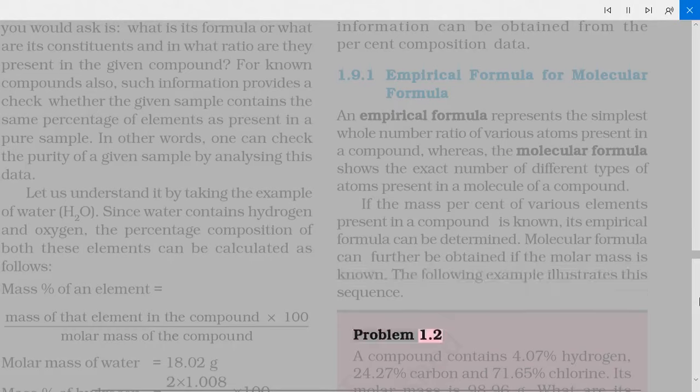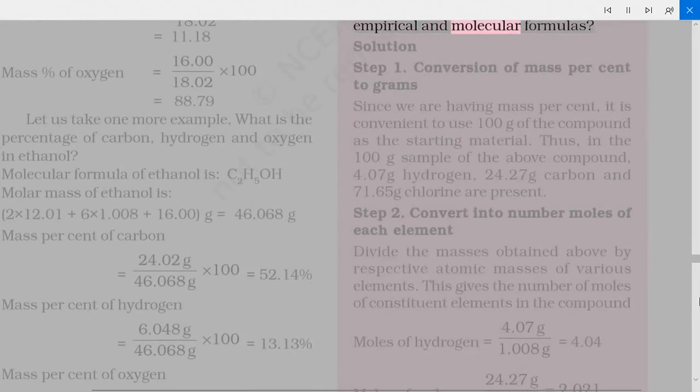Problem 1.2. A compound contains 4.07% hydrogen, 24.27% carbon and 71.65% chlorine. Its molar mass is 98.96 g. What are its empirical and molecular formulas? Solution step 1. Conversion of mass percent to grams. Since we are having mass percent, it is convenient to use 100 g of the compound as the starting material.